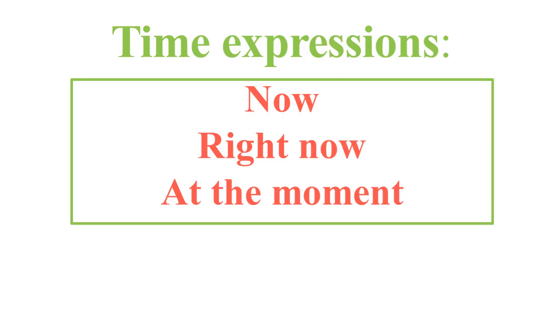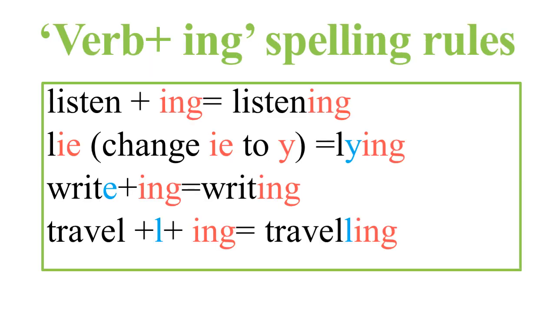Okay, the most common time expressions for the usage of present continuous tense are now, right now, at the moment. These are so-called indicators of present continuous tense situations. And there are also some verb plus ing spelling rules. Let us consider them more attentively.